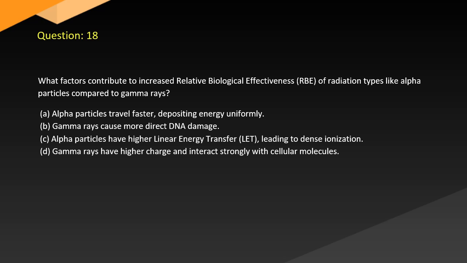Question 18. What factors contribute to increased relative biological effectiveness (RBE) of radiation types like alpha particles compared to gamma rays? A. Alpha particles travel faster, depositing energy uniformly. B. Gamma rays cause more direct DNA damage. C. Alpha particles have higher linear energy transfer, leading to dense ionization. D. Gamma rays have higher charge and interact strongly with cellular molecules.